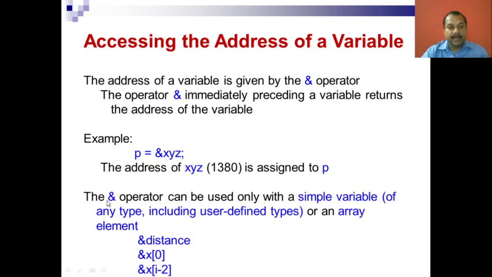Similarly, the ampersand operator can be used only with a simple variable of any type, including user defined types, or any array element, like &x[0], this is the array, and &x[i-2], this is also an array element. The i-2 indicates that inside the array subscript you can have an arithmetic expression also, and I know that by this time you are familiar with this.